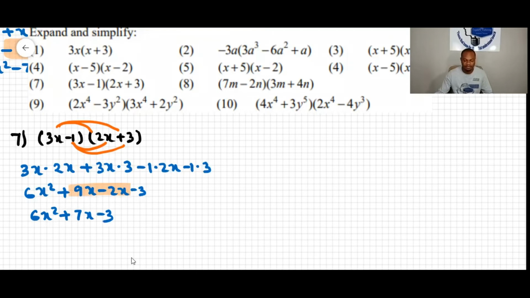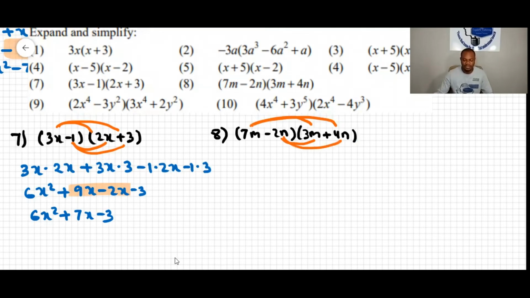Okay, and number 8 is 7m minus 2n times 3m plus 4n, and I will do the same thing. We do 7m times 3m, 7m times 4n, and negative 2n times 3m, negative 2n times 4n.